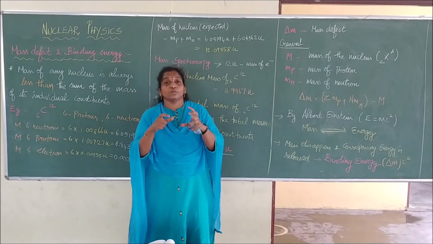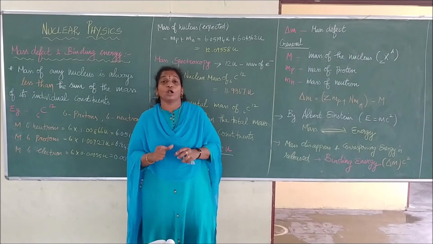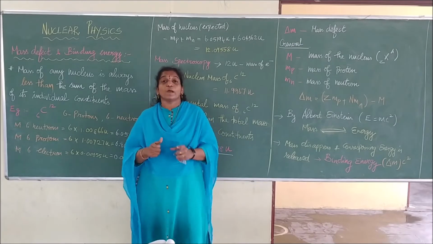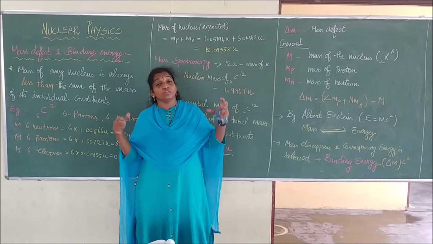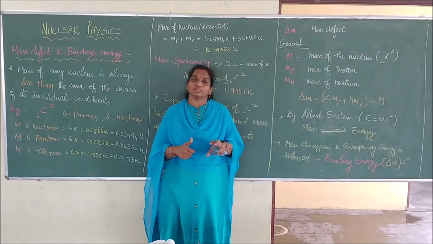So everything is put inside the nucleus and bound by that type of energy, the binding energy. This binding energy gives the stability of an atom. When the binding energy is very large, the atom is said to be very stable. When it is less, we can say it is unstable.